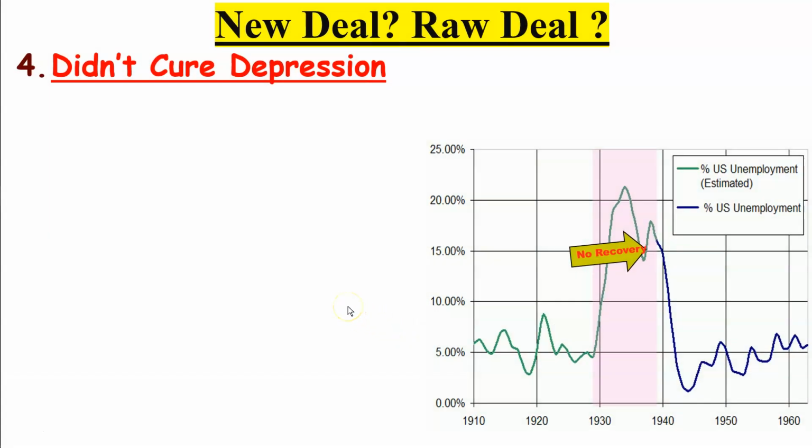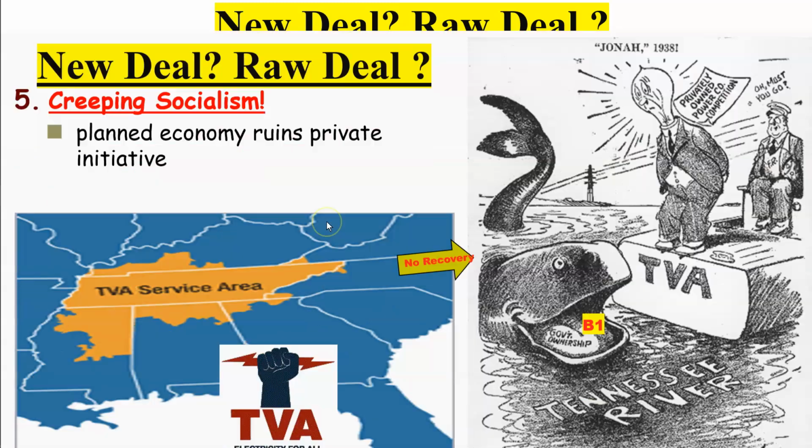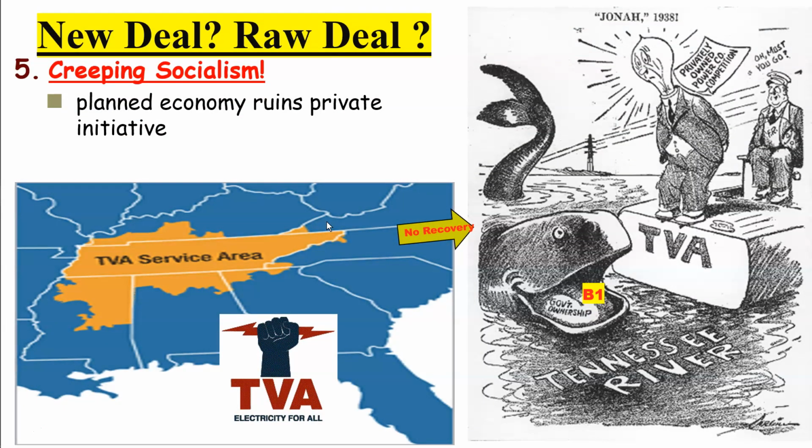Others would argue that, well, it didn't cure the Depression, and certainly it did not, right? And we'll talk about the event that gets us out of that Depression here shortly. There was no reduction or change in the gap between consumption and production. Unemployment was still high during the time period. The other argument here is that it led us closer to something called socialism or a communist state, right?